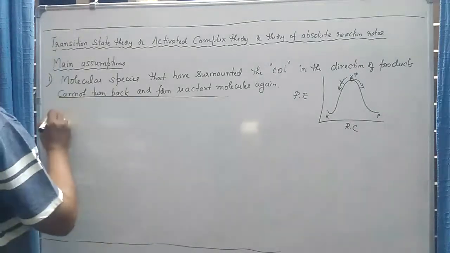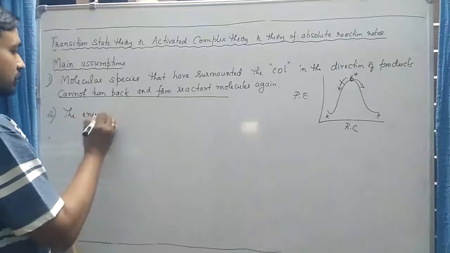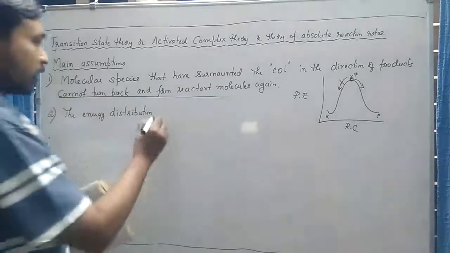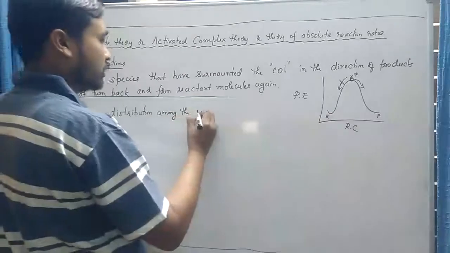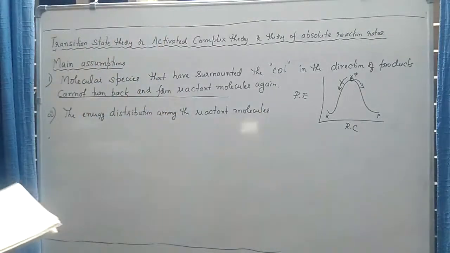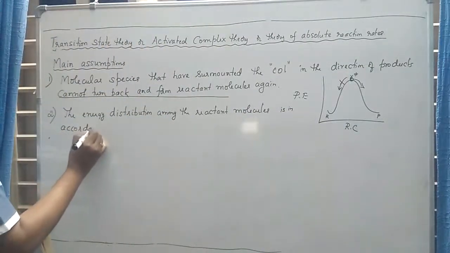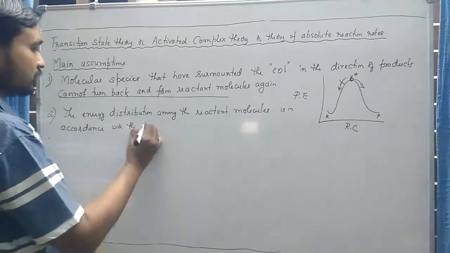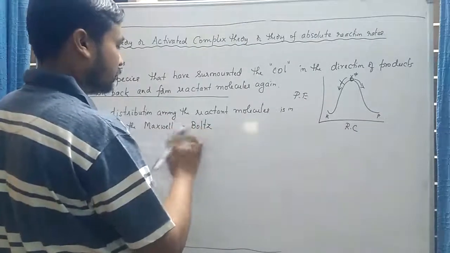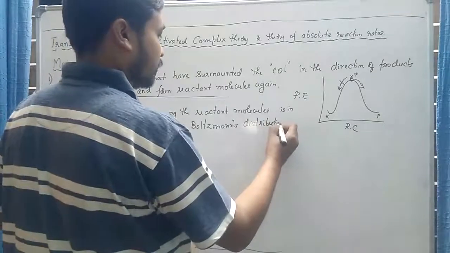The second assumption of the transition state theory is that the energy distribution among the reactant molecules is in accordance with the Maxwell-Boltzmann distribution.